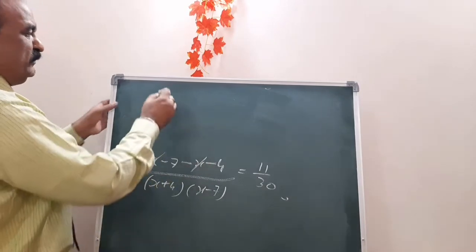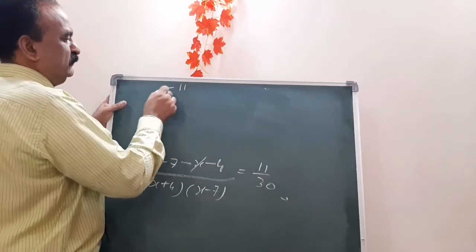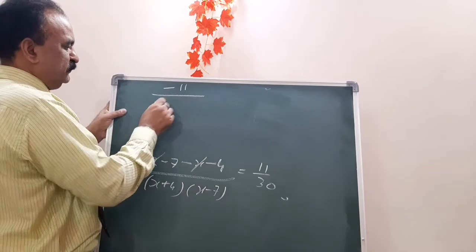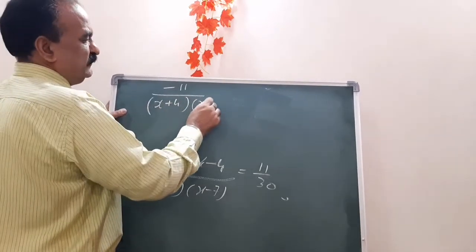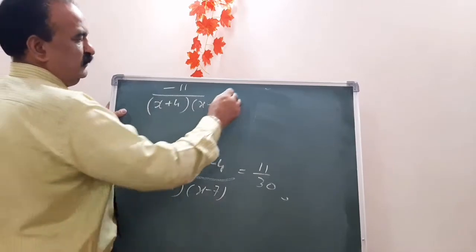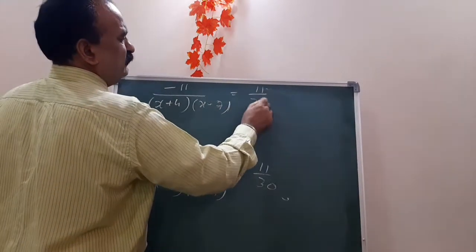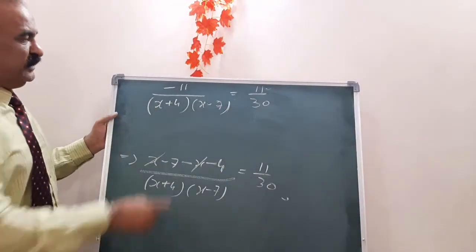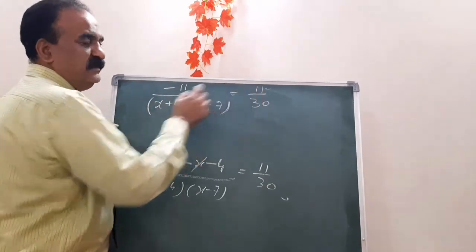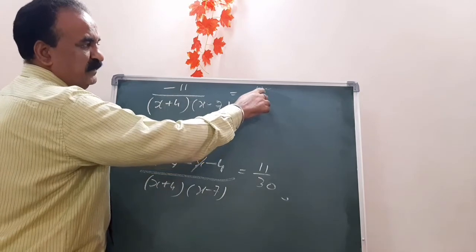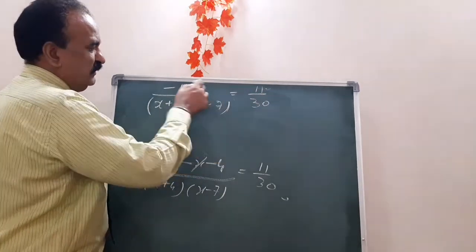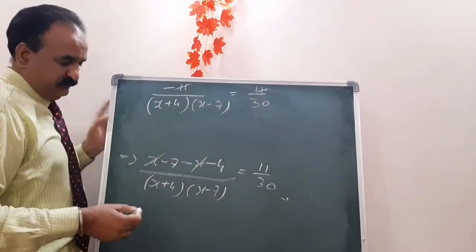Minus 7 minus 4 becomes minus 11 upon (x plus 4) into (x minus 7) is equal to 11 upon 30. Now here you are getting 11, here you are getting 11. When you transfer this 11 on this side, it becomes 11 upon 30 into 11. It means this 11 cancels.